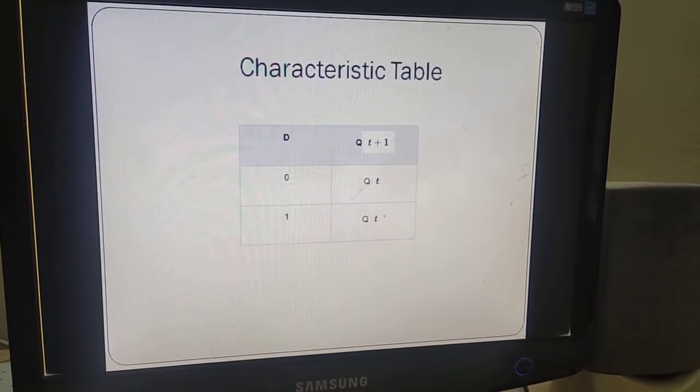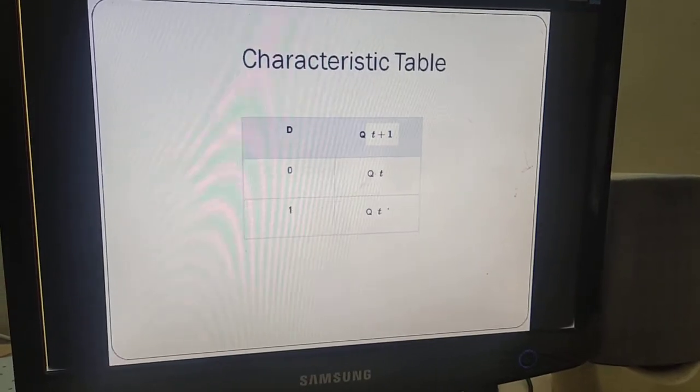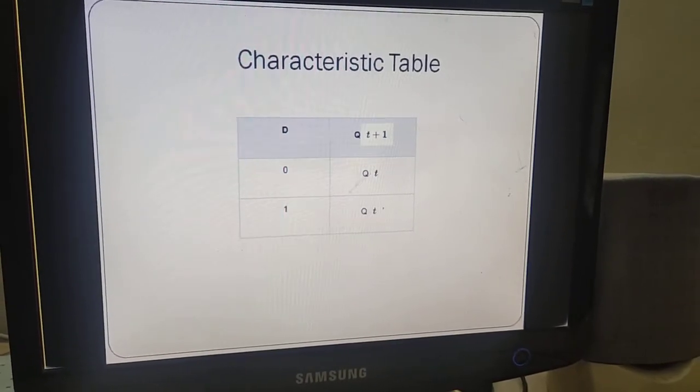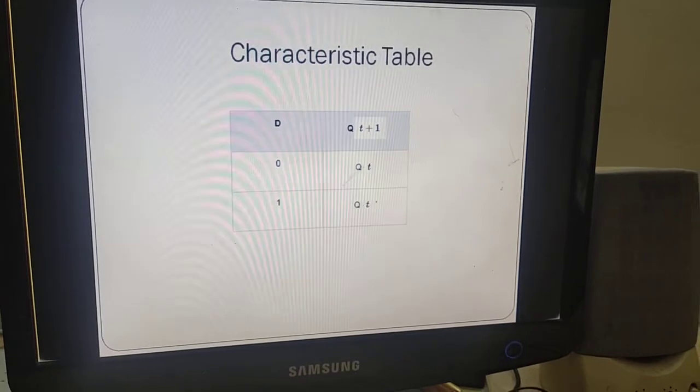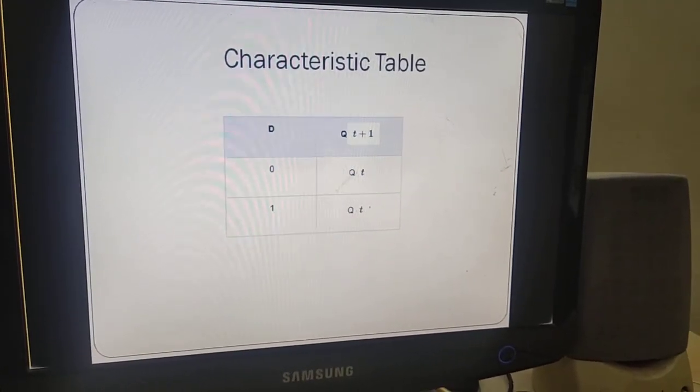So at present we have given the basic concepts of flip-flops, like what the different types of flip-flops are and their working. In the next video I will be talking about converting one flip-flop to another flip-flop. Thank you.